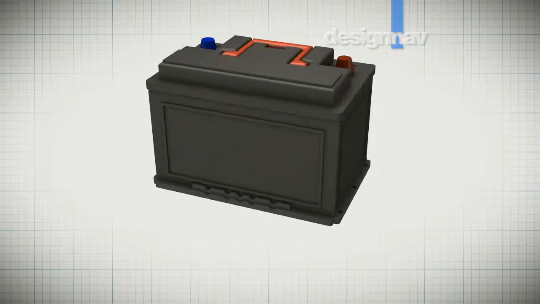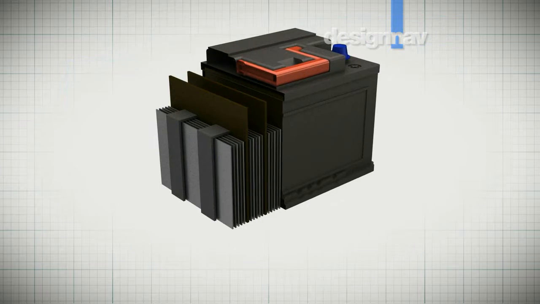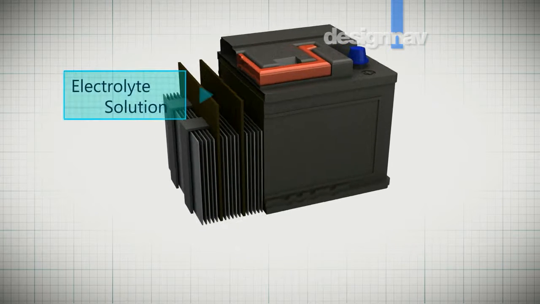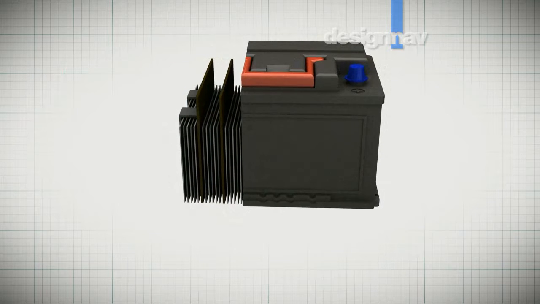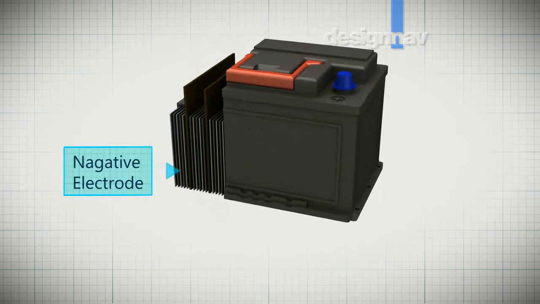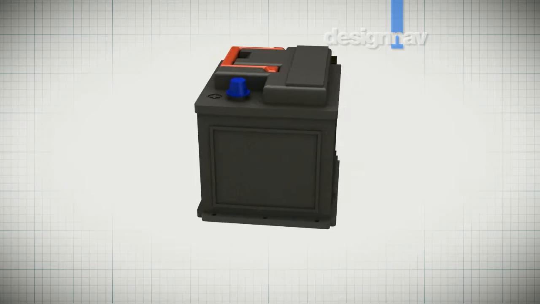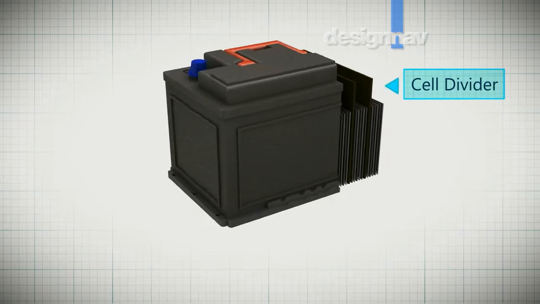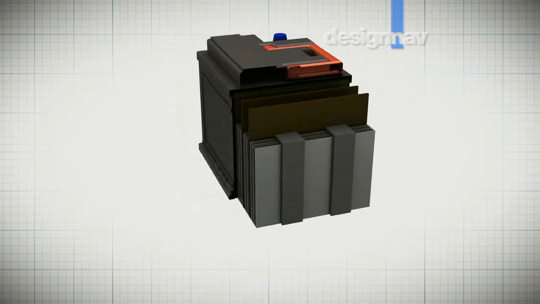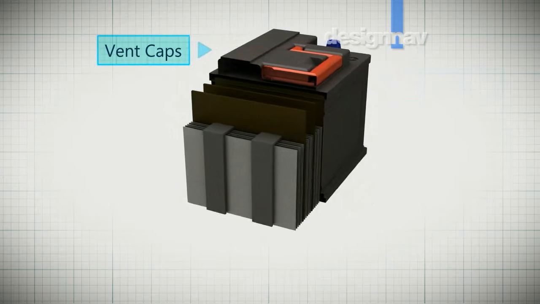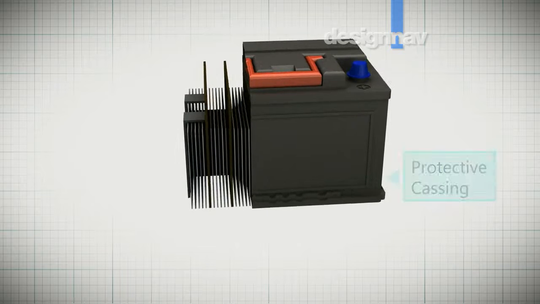The battery is made up of a positive and a negative terminal. The inside of the battery is filled with electrolyte solution like dilute sulfuric acid. There are cells in the battery containing negative electrodes made of lead and positive electrodes made of lead oxide. There are cell dividers and cell connectors surrounding the cells. There are vent caps on top of the battery. All the inner parts are enclosed by a protective casing.